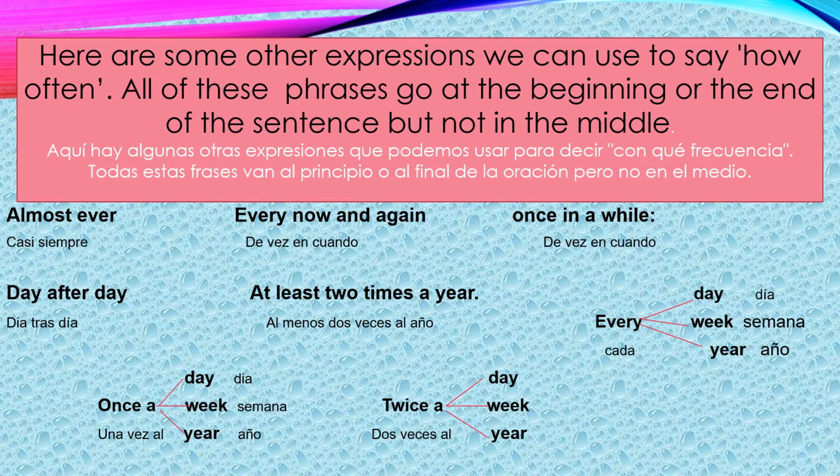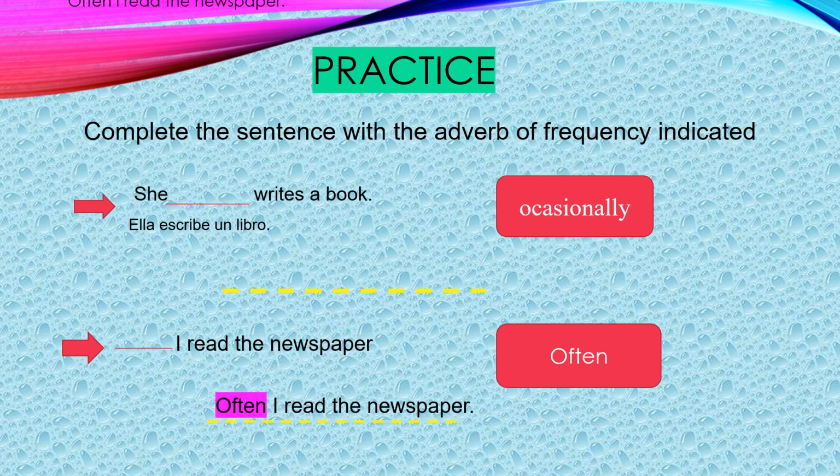The other one are twice a day, twice a week, twice a year. 2 veces al día, 2 veces a la semana y 2 veces al año. The next one are every day, every week, every year. Cada día, cada semana y cada año. Ahora practiquemos.